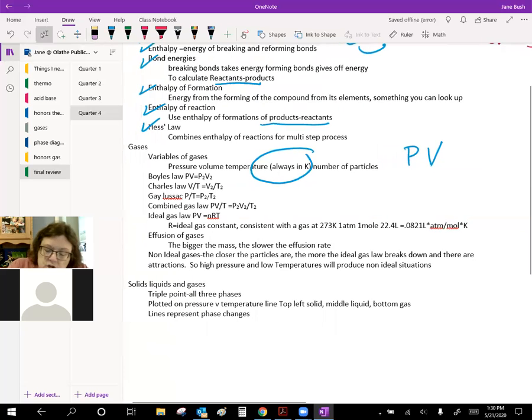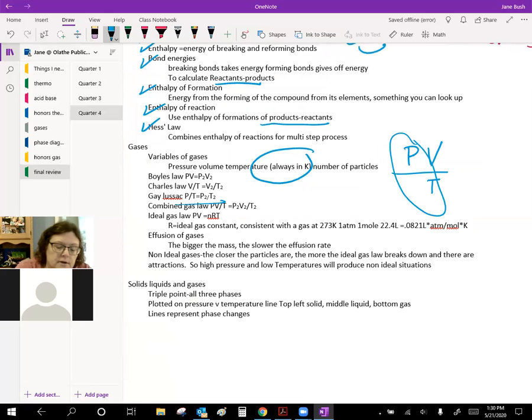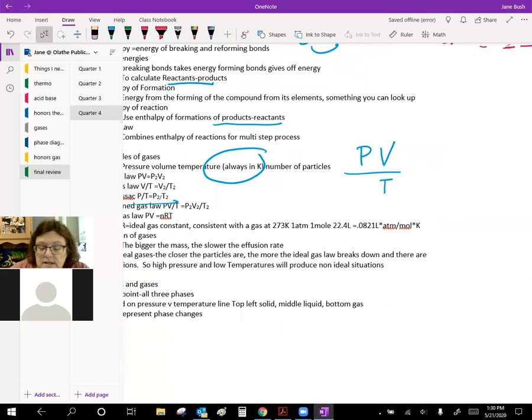The second law, Charles' law, is the relationship of volume and temperature. So if I cross this guy out, you get Charles' law. Undo that. Volume and temperature equals the new volume and temperature. And Gay-Lussac's law is right here. The 3 of these fit together to make PV over T equals P2V2 over T2.